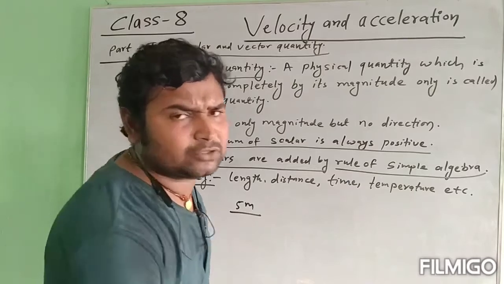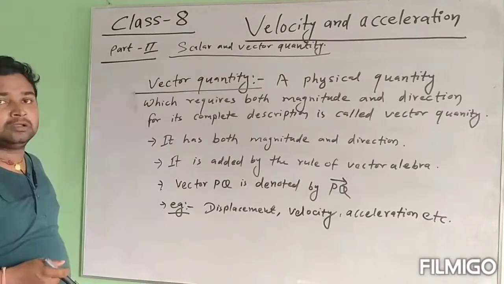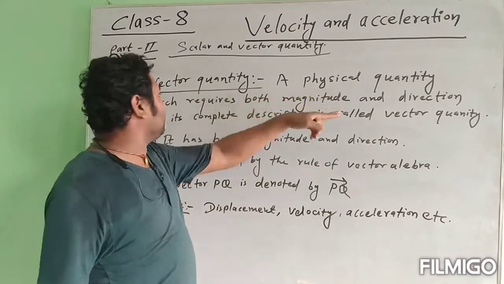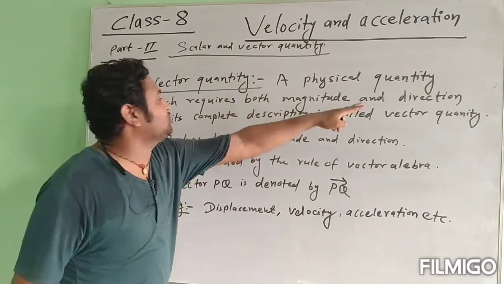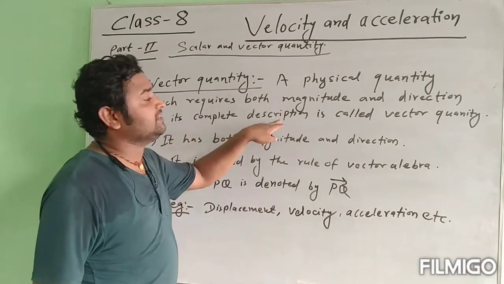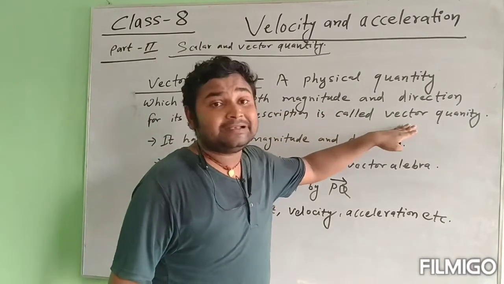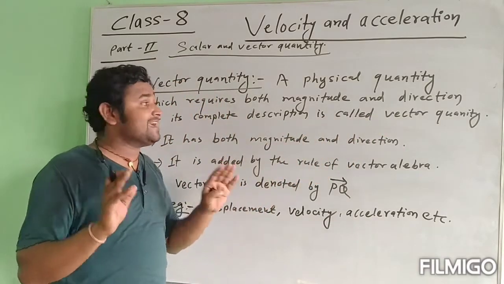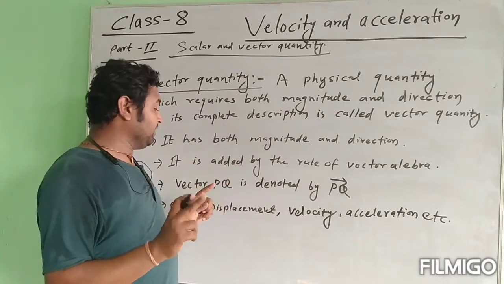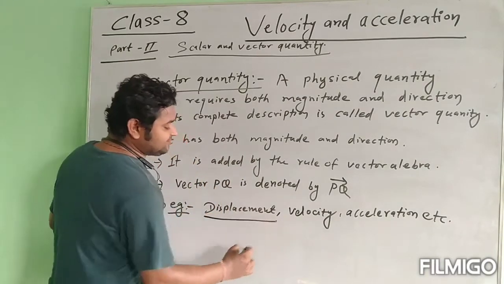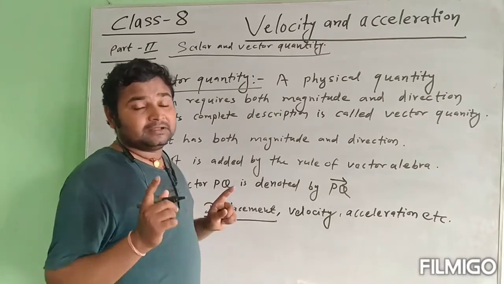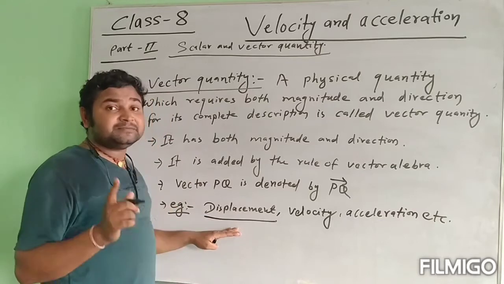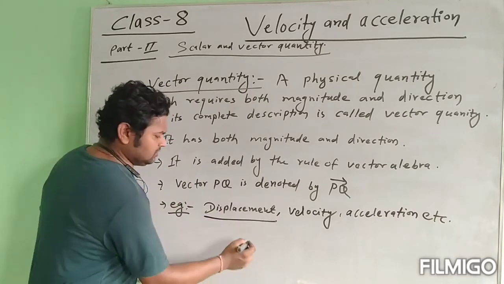What is the difference of a vector quantity? Now, what is a vector quantity? Physical quantities which require both magnitude and direction for complete description are called vector quantities. In a vector quantity, it has both magnitude as well as direction, both equally. Suppose displacement. What is displacement? The distance between the initial point and the final point. That is the displacement.